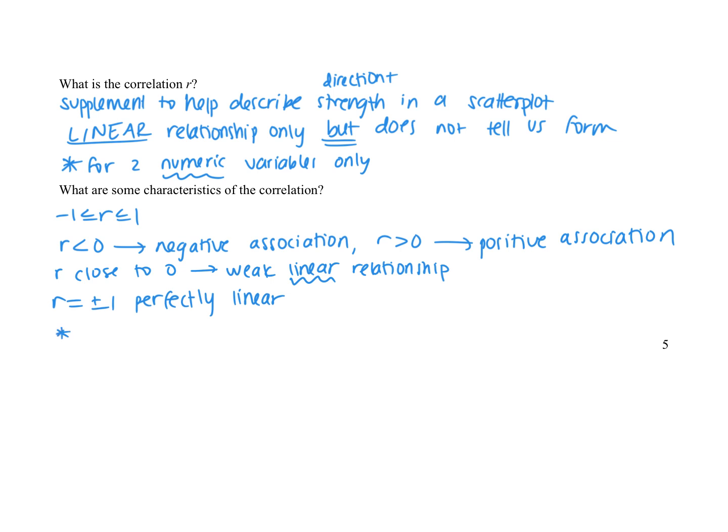And then lastly, this came up in the last warm-up problem that we did. R is not affected by which variable is X and which is Y. So if you switch X and Y on your scatter plot, it doesn't change the direction, it doesn't change the strength. R will be the same.